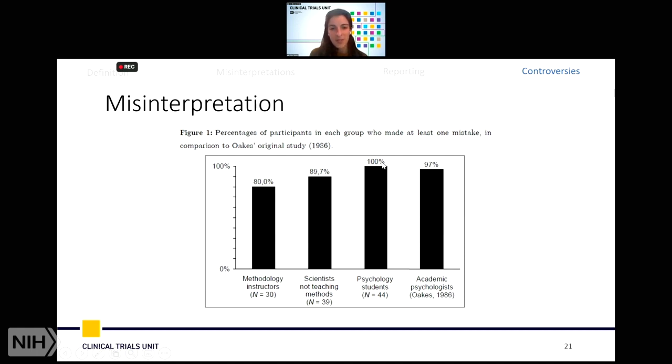You could probably argue that that's because psychology students might be assuming that at least one of them has to be right. They're playing a little psychology game there. But again, these are very high percentages. Scientists not teaching methods, 89.7% of them made at least one mistake in this quiz, I guess. And methodology instructors, 80% of them made a mistake.